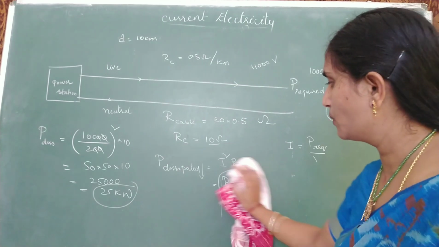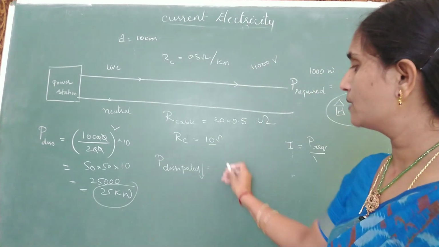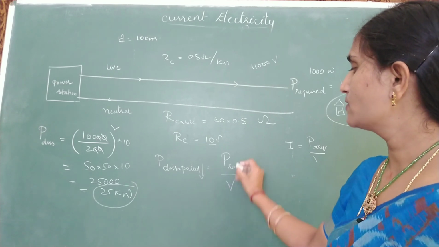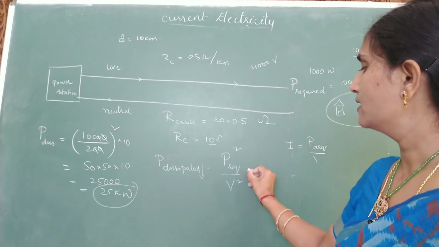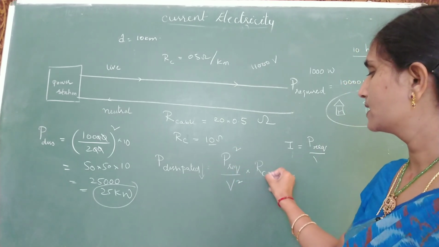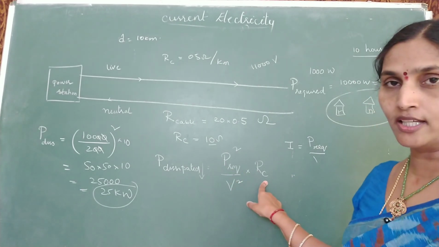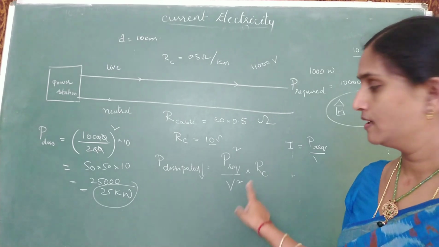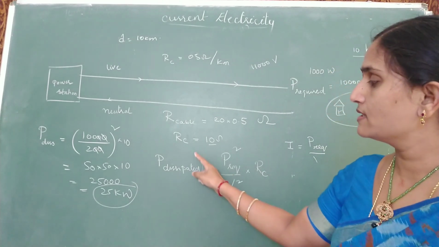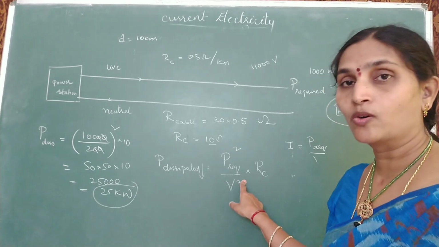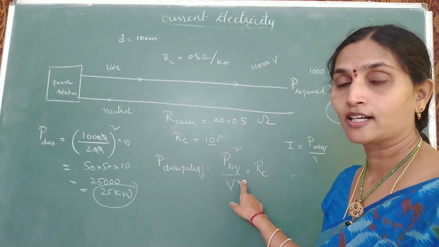Again I will write the equation. What is power dissipated coming out to be? Power required by voltage of transmission whole square into resistance of cable. P required cannot be decreased. RC is already decreased; further decrease is not possible. What is the only way to decrease the power dissipated during transmission? By increasing the voltage at which we are supplying the current.